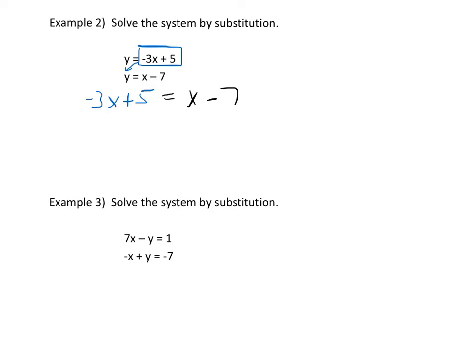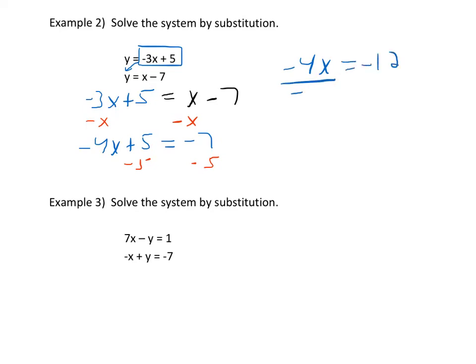Now we have one equation with x, so we will solve this by combining like terms, which gives us negative 4x plus 5 equals negative 7. We will subtract 5 from both sides, which will give us negative 4x equals negative 12. Divide by negative 4 to undo the multiplication, and we get 3.